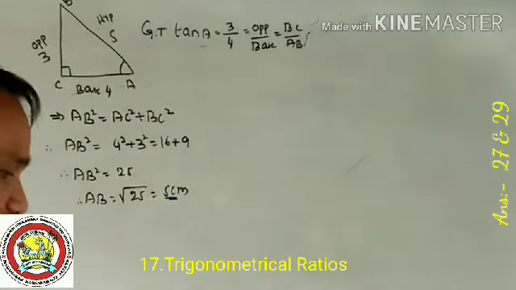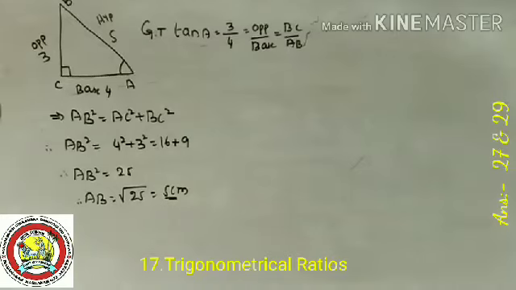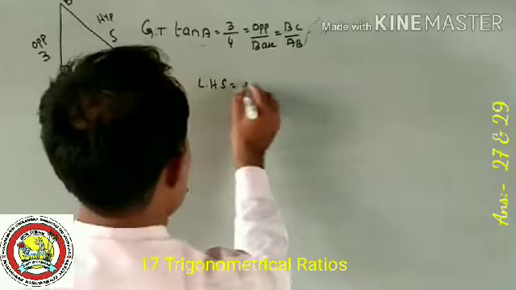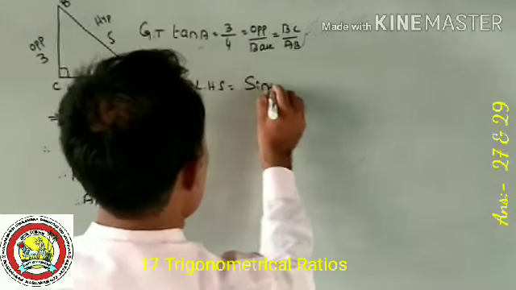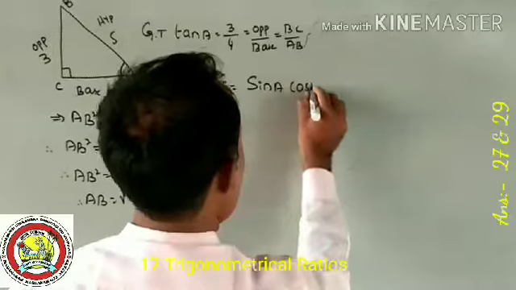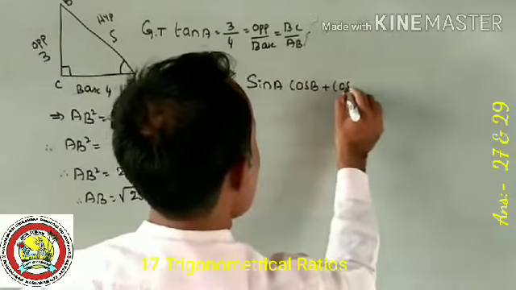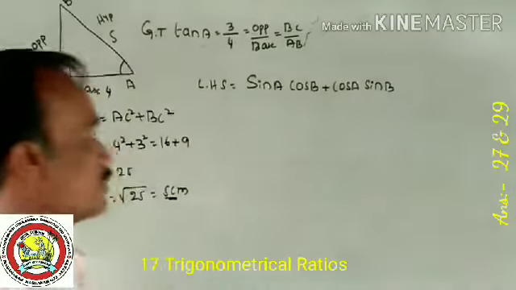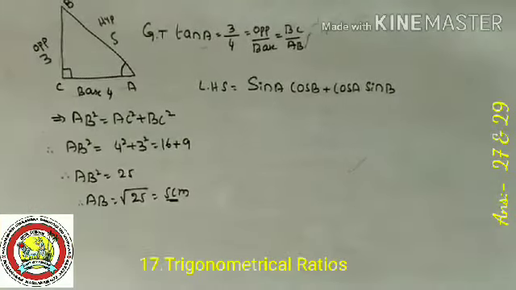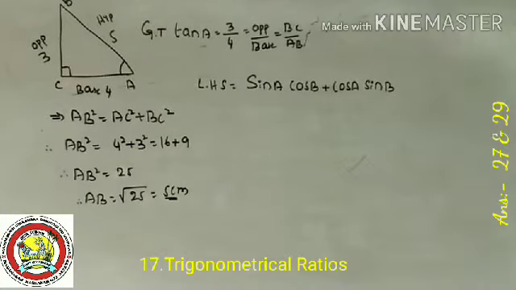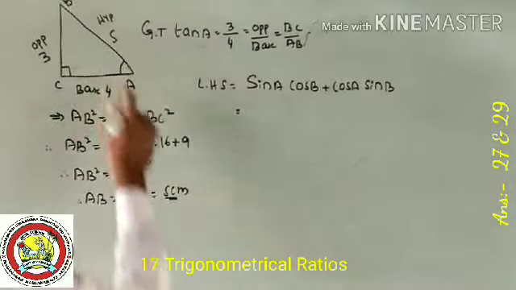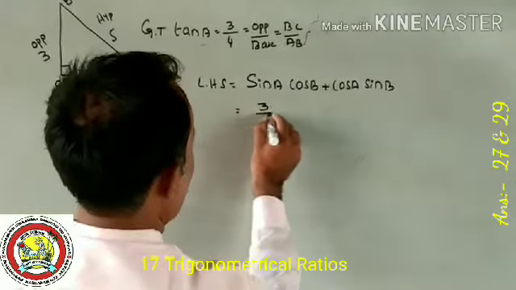Next, the question is, prove that LHS sin A cos B plus cos A sin B, we have to show this value is equal to 1. Sin A cos B plus cos A into sin B, we have to show this value is equal to 1. Sin A, opposite divided by hypotenuse, that is 3 by 5.